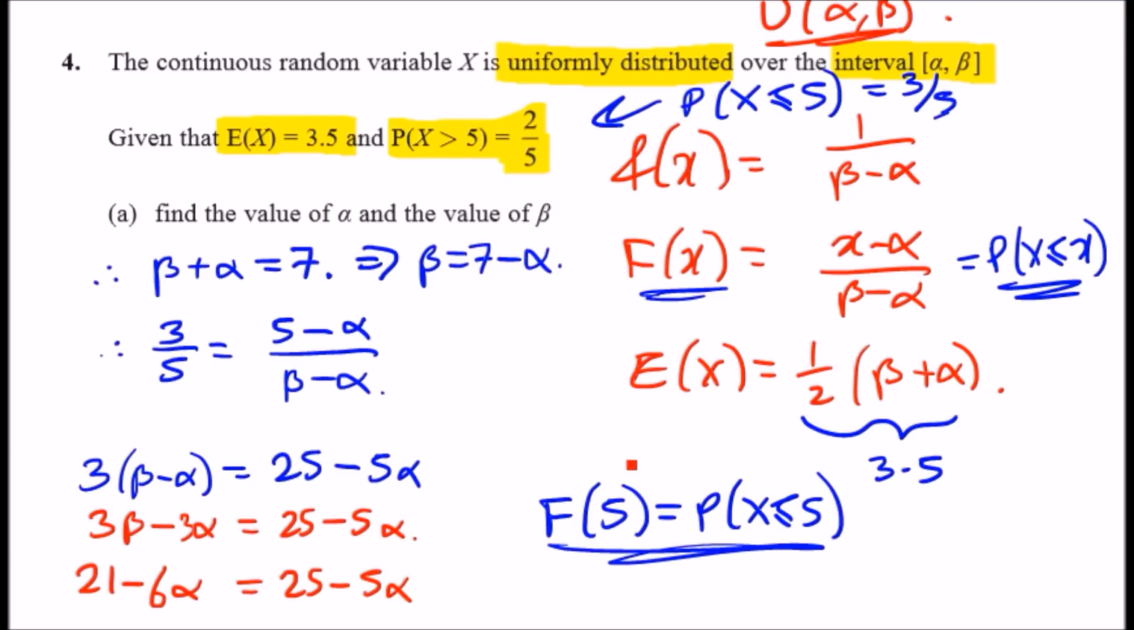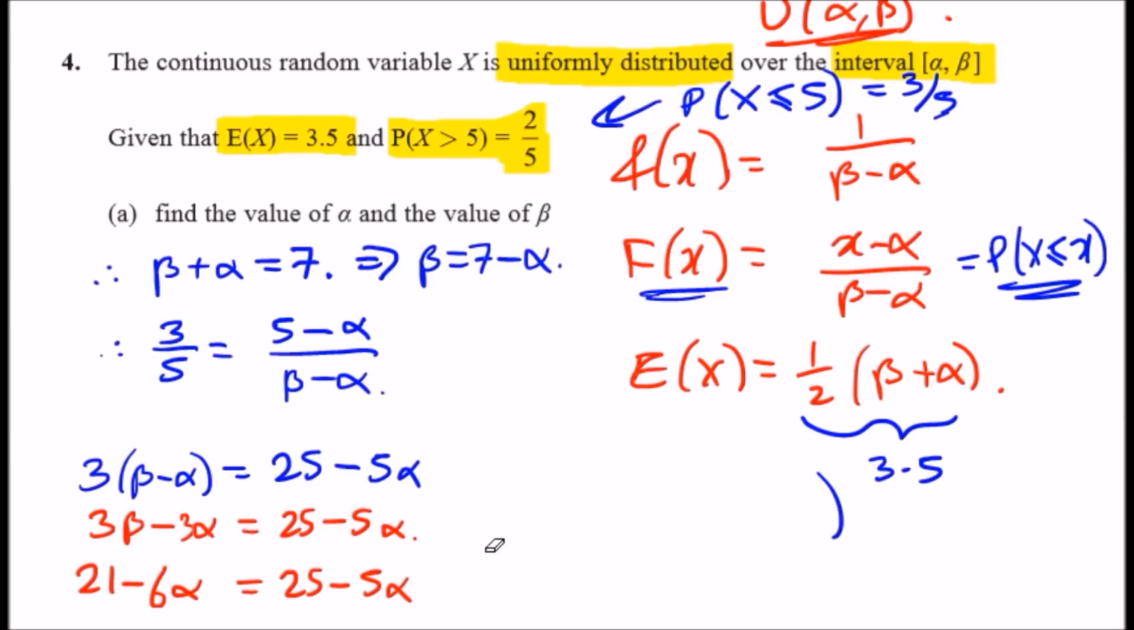I really need more space, don't I? Okay, let me just get this out of the way. Okay, so continuing the equation, just adding 6 alpha across and subtracting 25, we should get exactly 1 alpha on the right side, and minus 4 on the left. So alpha seems to be minus 4. So if alpha is minus 4, that means beta automatically is 11. Alright, sounds good to me.